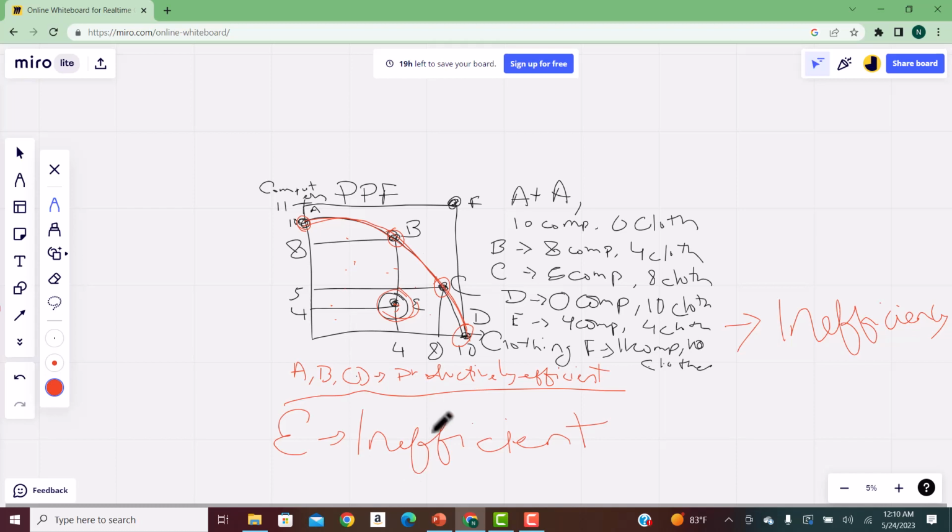Okay, now that leaves us with one point, which is point F. Point F has 11 computers and 10 clothes. What does this point F mean? This point F basically means unachievable at this time.